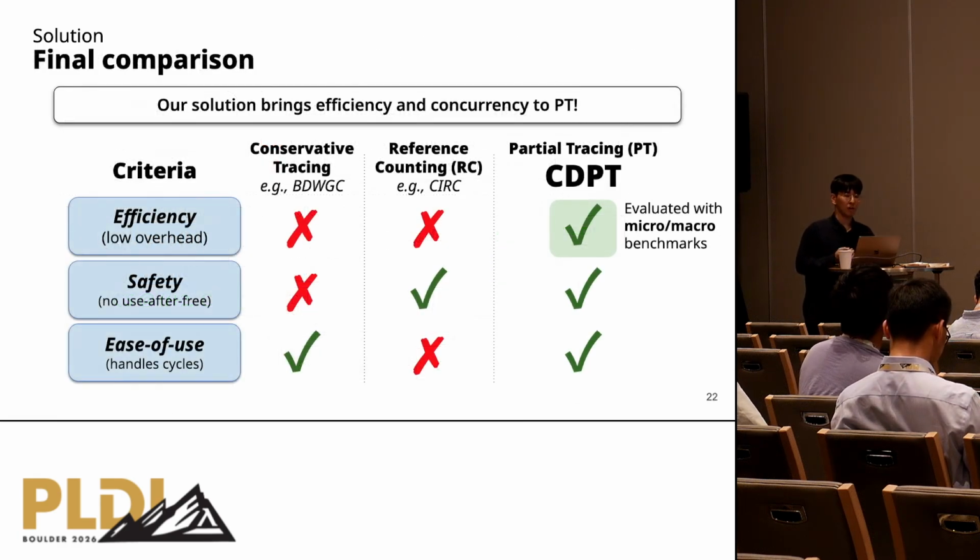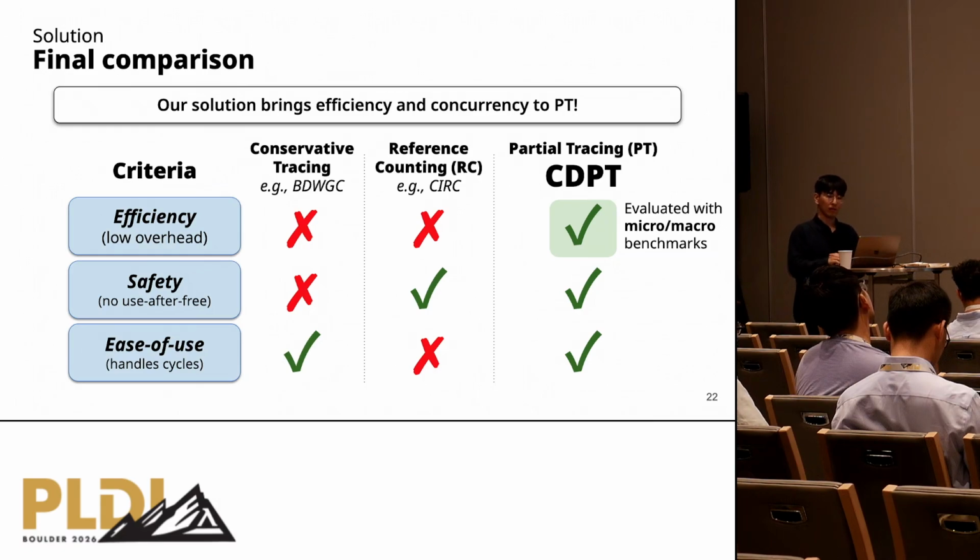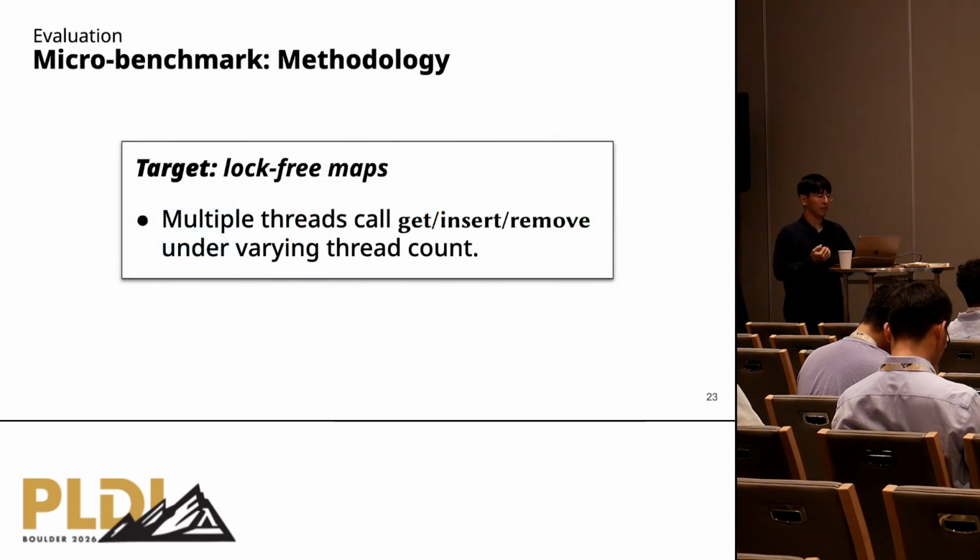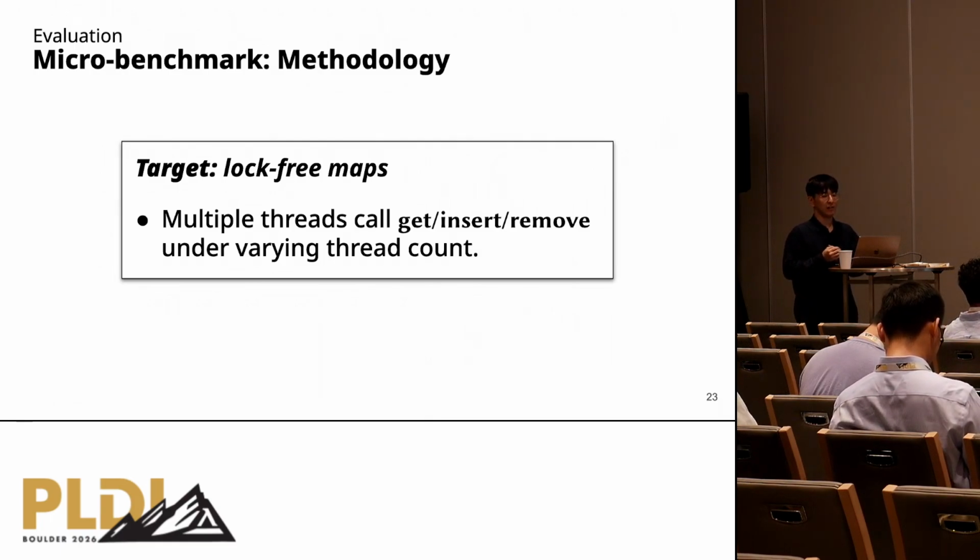Putting all of these building blocks together, CDPT becomes the first scheme to get all three criteria at once: efficiency, safety, and ease of use. And we backed that efficiency claim up with micro and macro benchmarks. First, for the micro benchmark, our target is lock-free maps. Multiple threads call get, insert, and remove while we scale the thread count up, which is the workload that stresses reclamation hardest.